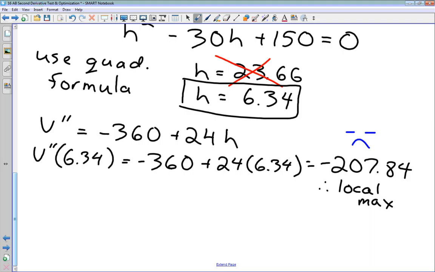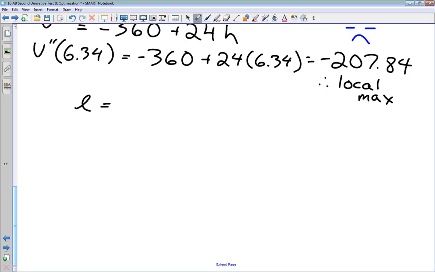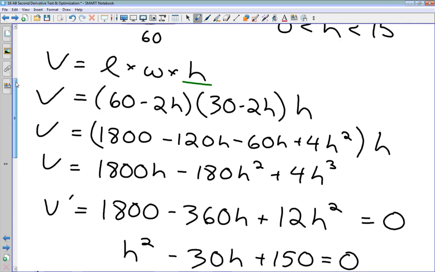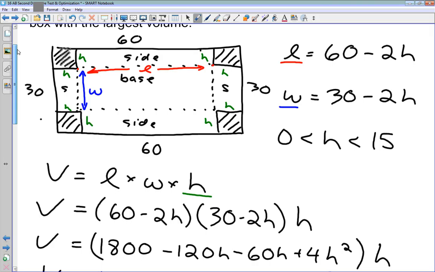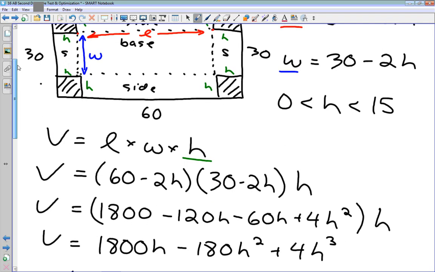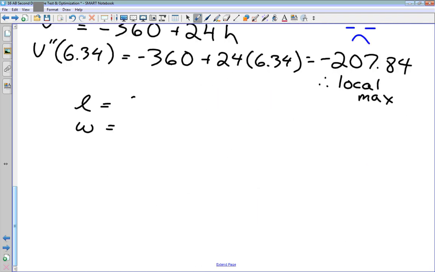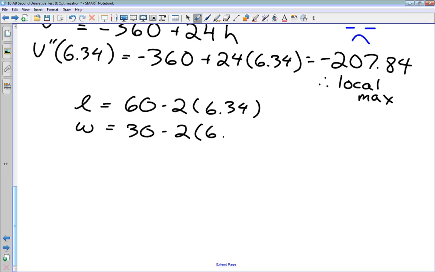So let's go back to the original question here. It asks us for the dimensions of the box. So we have the height. We need to also find our length and our width. So of course we're going to use these two relationships that we got back at the beginning for length and width in terms of height. So 60 minus 2 times h and 30 minus 2 times h.